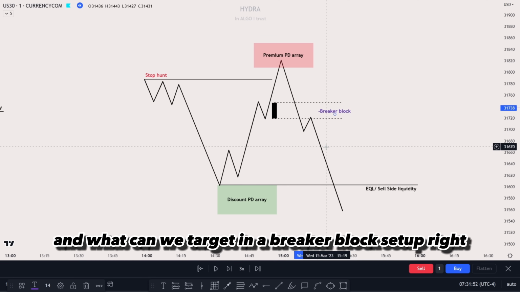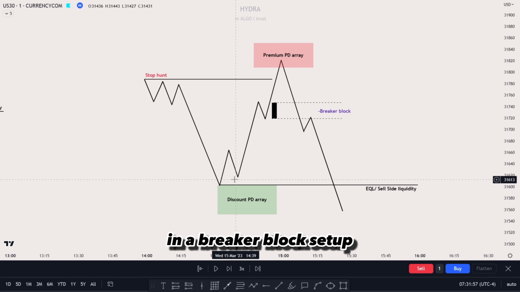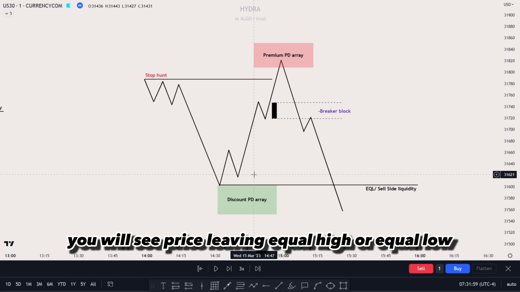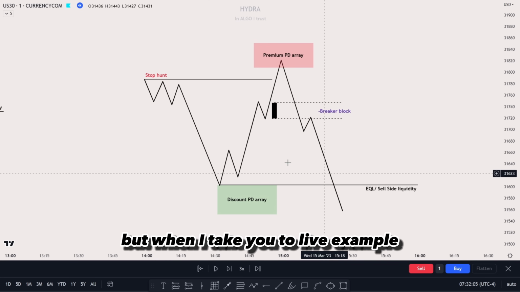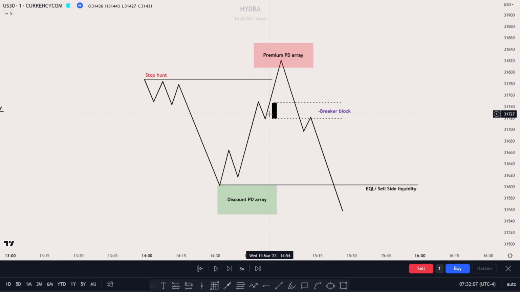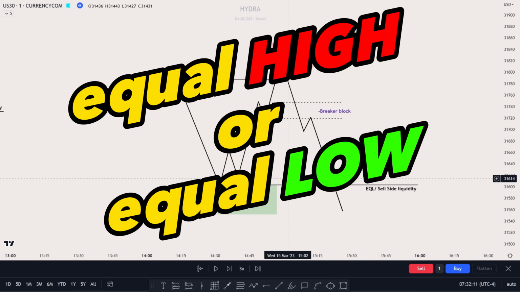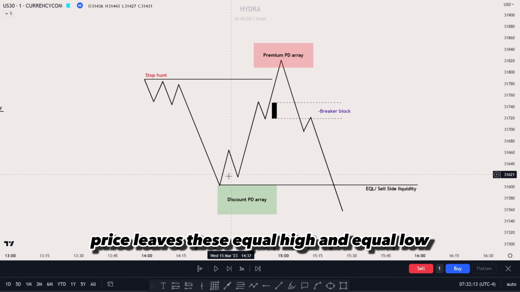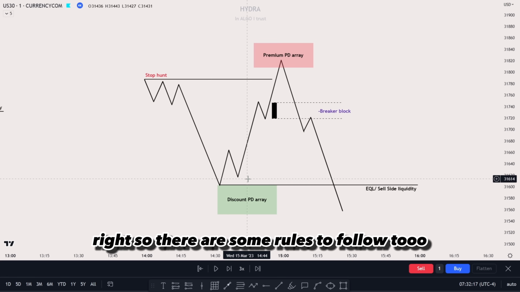And what can we target in a breaker block setup? In a breaker block setup, you will see price leaving equal highs or equal lows. I'm showing this in a bearish example, but when I take you through live examples, you will see that every time there's a breaker block setup, there will be equal highs or equal lows. Price leaves these equal highs and equal lows so that you can target them, right? So there are some rules to follow too.